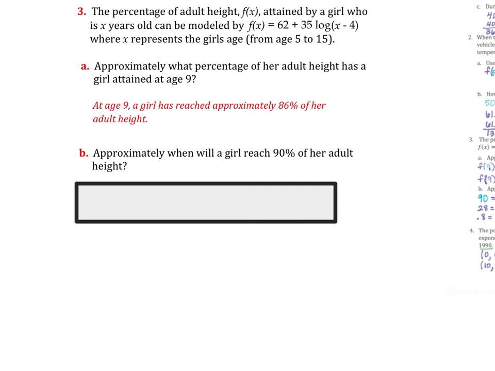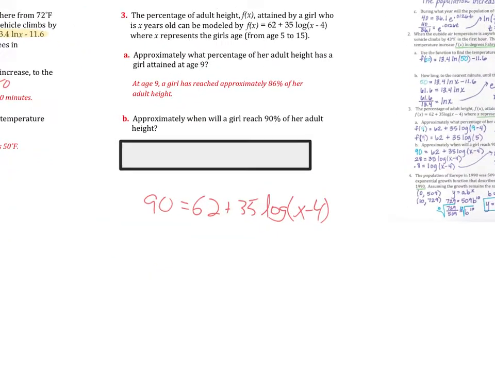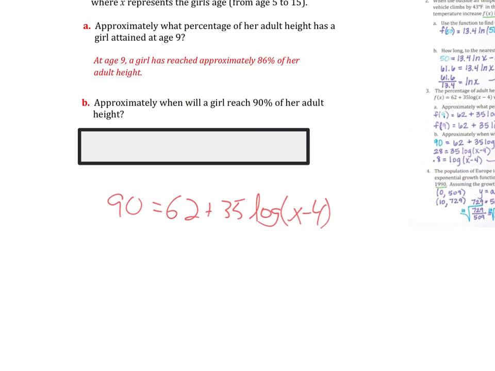Part B, approximately when will she reach 90% of her adult height? Well, we'd plug in 90 for f of x. So 90 equals 62 plus 35 times log of x minus 4. So now this is going to be just like the previous examples we've seen, right? We're going to be moving things around, so we would subtract the 62 to the other side. We would divide out the 35.